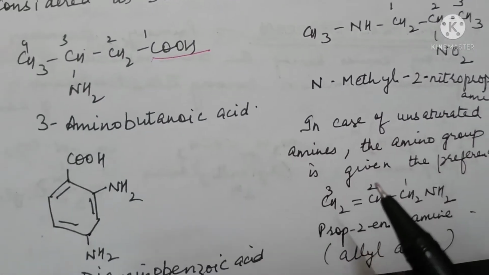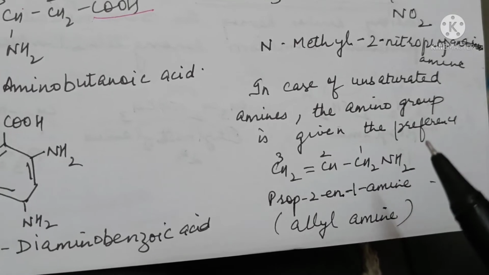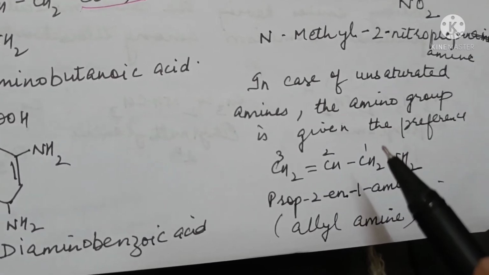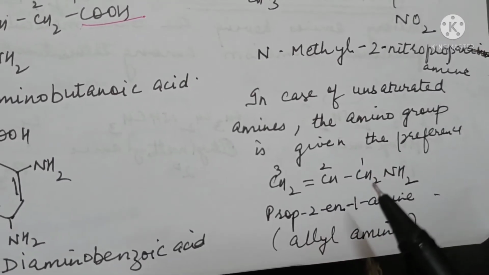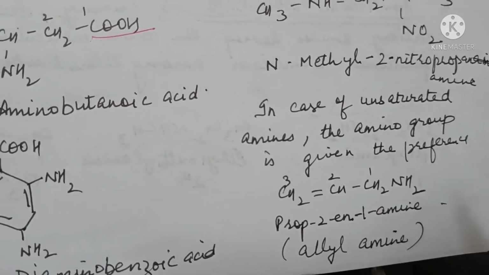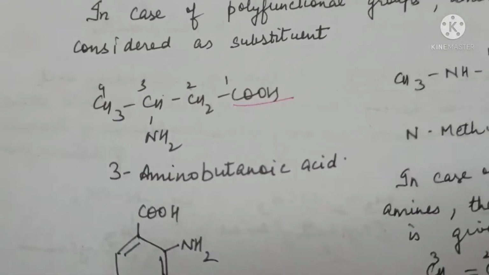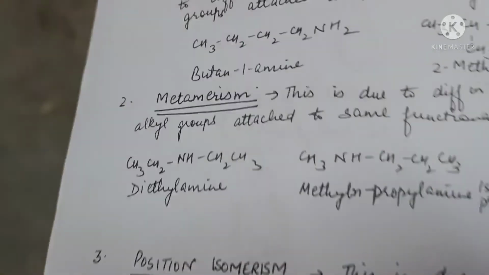In case of unsaturated amines, the amino group is given the preference. So numbering starts from this end. So the name will be prop-2-en-1-amine. It is also called allyl amine.